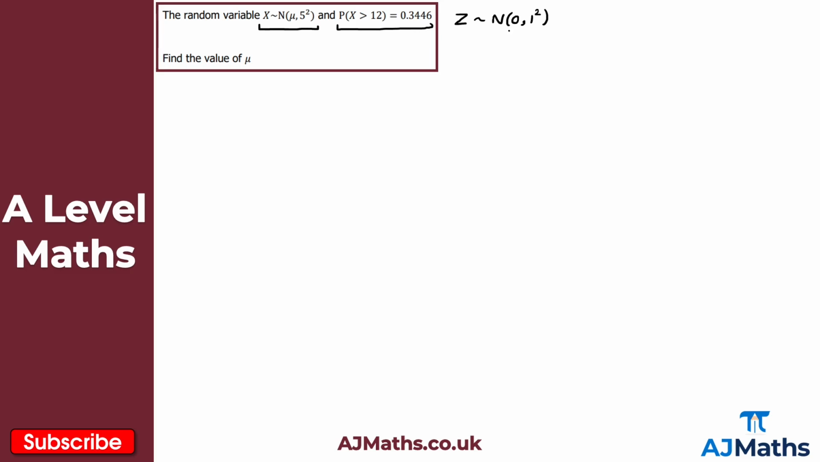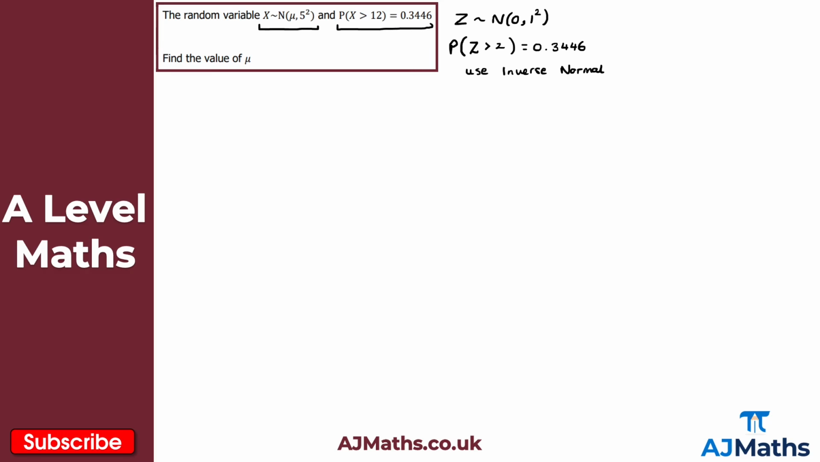What I need now is the probability that our standard normal variable z is greater than some value, say z, where the inequality follows the same direction as the one we've got for this probability, and that is equal to 0.3446. So what I'm going to do now is use the inverse normal distribution on my calculator.